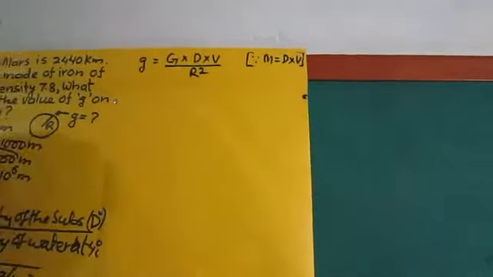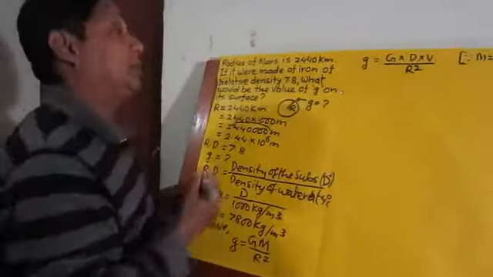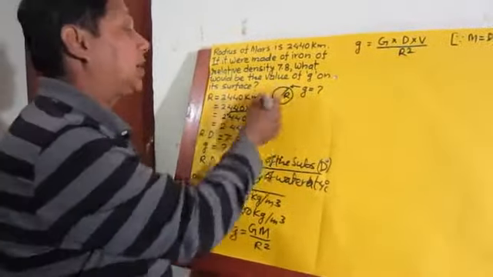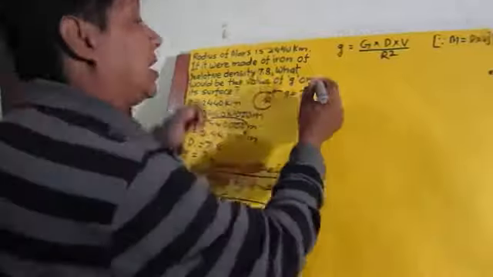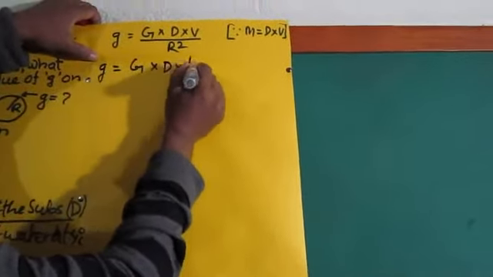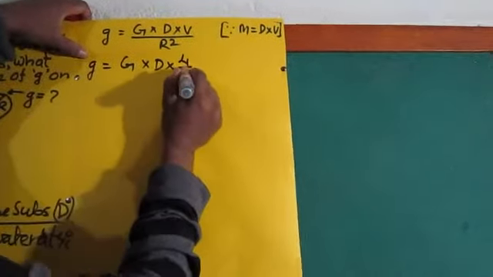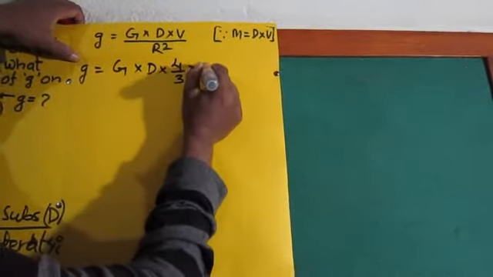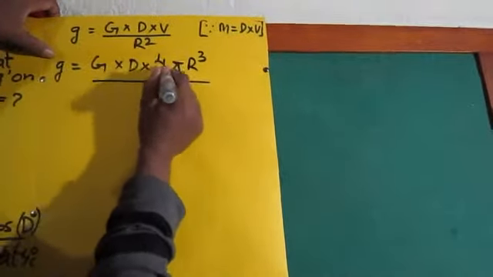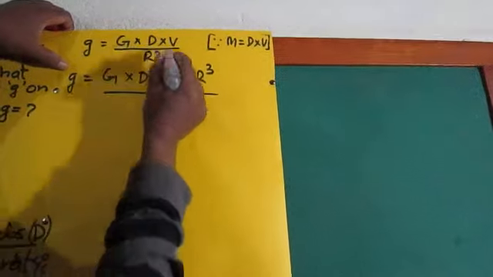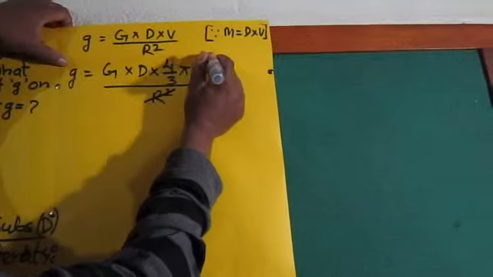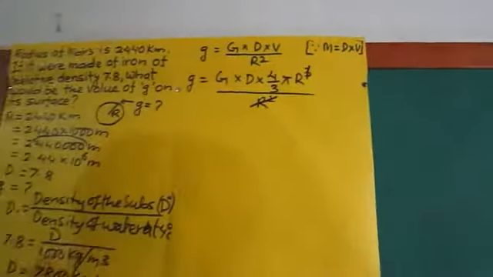But the volume of this planet is also missing. Since volume is missing, we can consider the planet as a sphere. Then we can write G equal to capital G into D into 4 by 3 pi r cube, because for a sphere, the equation is V equal to 4 by 3 pi r cube. That's why in place of V I am writing this, and here we have r square. One of the r is left, r cube is cancelled.